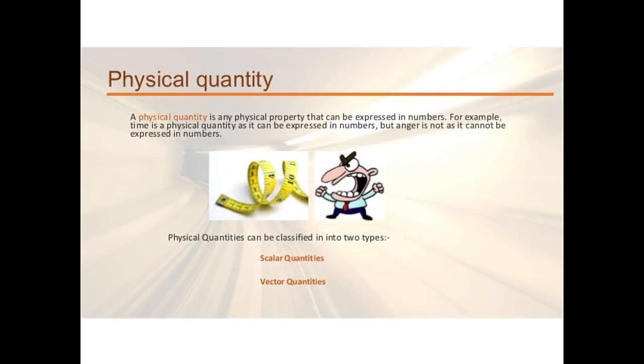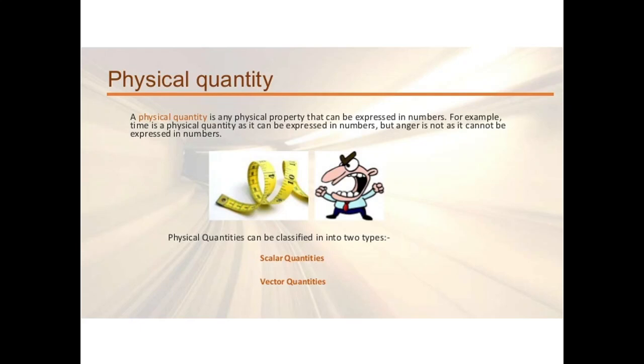Next we have physical quantity. Now, a physical quantity is any physical property which can be expressed in numbers. Like it can be distance, it can be weight, it can be anything which can be expressed using numbers. An example is given here, like time. If we have to express time, we used to say that it's 2 or 10 or 215 or 220.